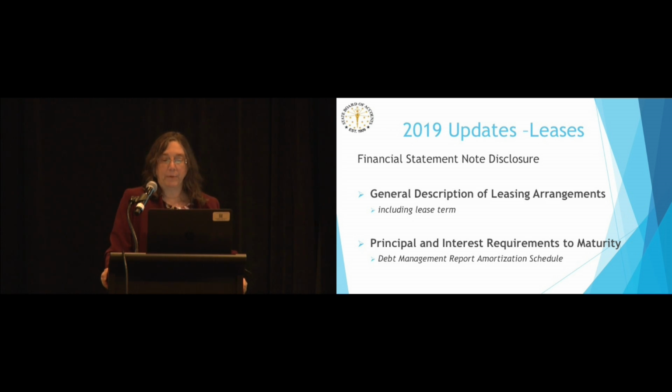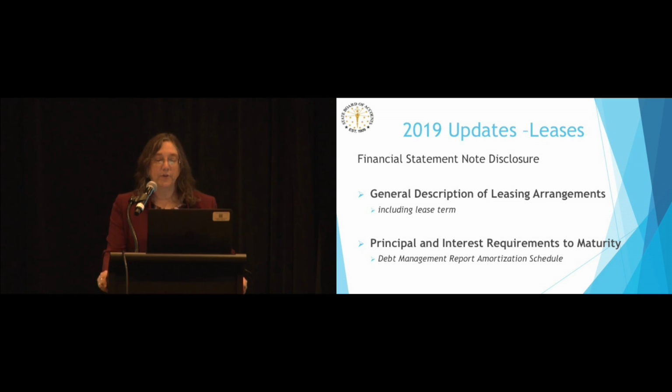For 2019, this information is going to be again entered into Gateway next January and February. It will now be presented in an audited note to the financial statements. Again, we're putting an opinion on it. It will include a general description of the leasing arrangements and information regarding principal and interest requirements until maturity. The amortization information will come from your DLG debt management report.